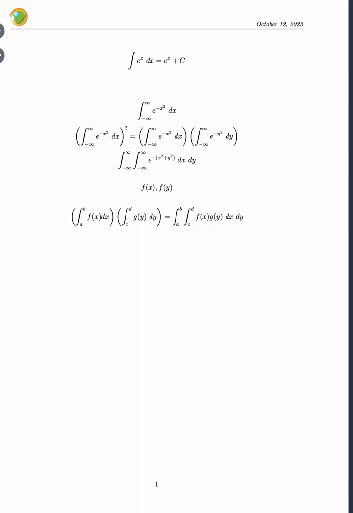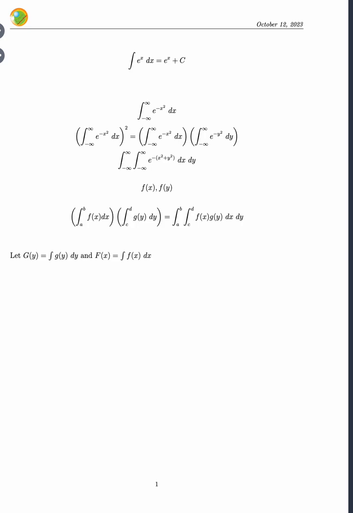Well, let big G of y be equal to the indefinite integral of g of y dy, and big F of x be equal to the indefinite integral of f of x dx. Then what's the left side? Then the left side is simply what?